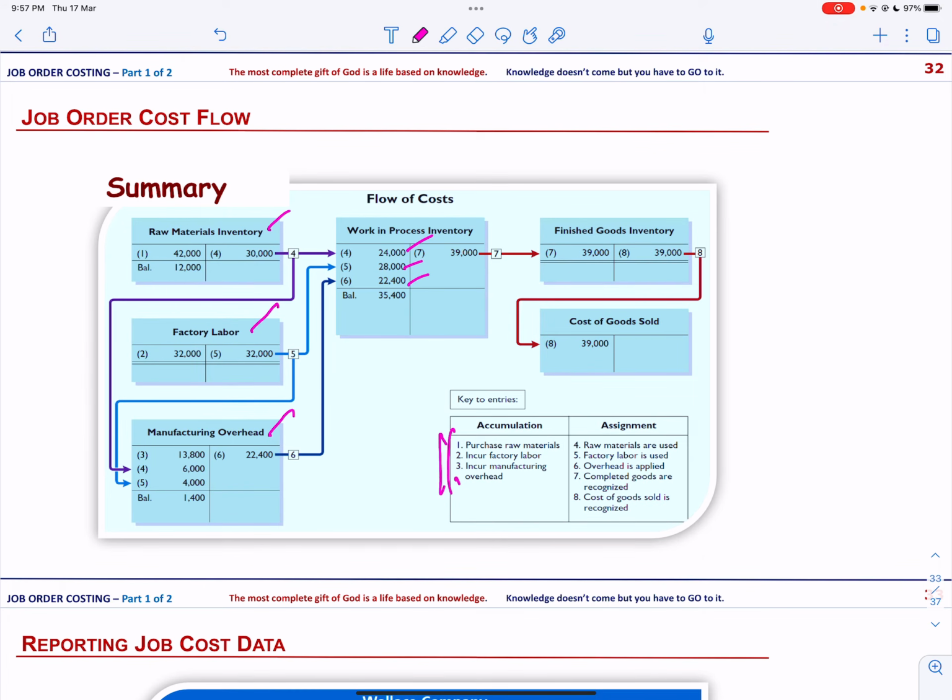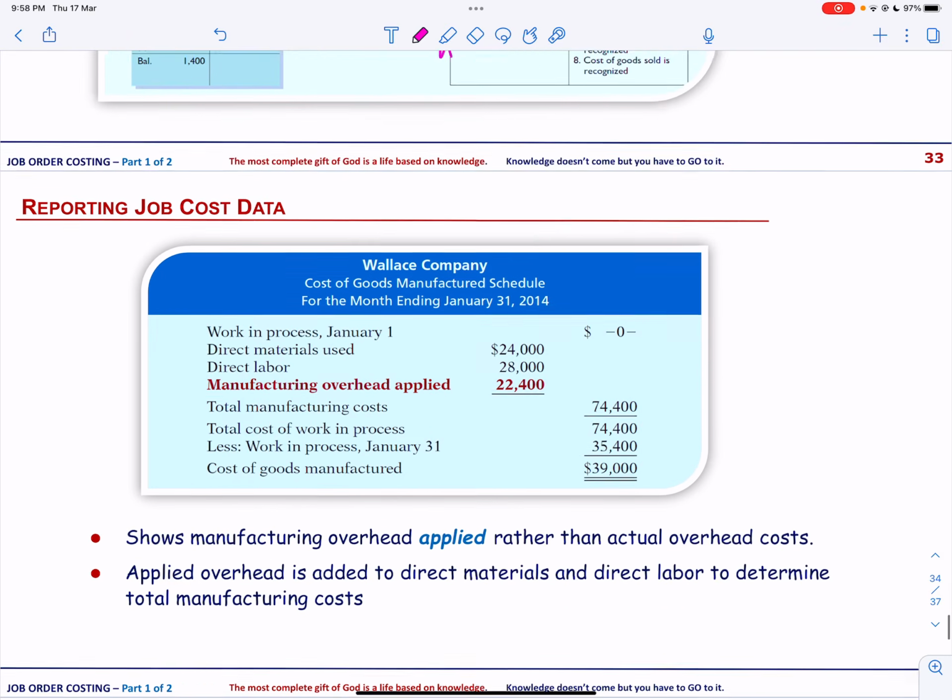Next, as jobs are completed, the company transfers the cost of the completed job out of work in process to finished goods. Finally, when goods are sold, as specific items are sold, the company transfers their cost of finished goods inventory into cost of goods sold. In the next slide, we will talk about reporting job cost data.